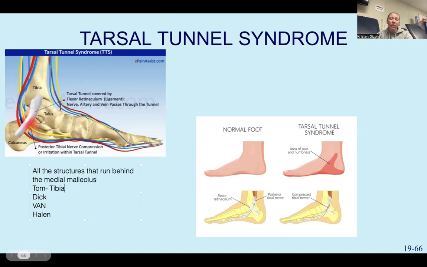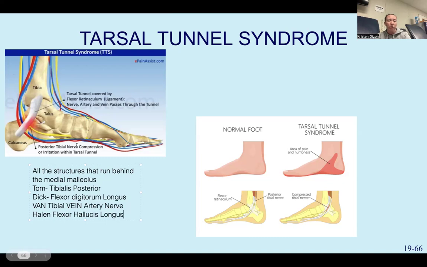So Tom stands for the tibialis posterior. Dick stands for the flexor digitorum longus. Van stands for the tibial vein, artery, and nerve. Sorry, my capitalization is crazy right now. And then Halen is the flexor hallucis longus. So Tom, Dick, Van Halen talks about all the things that run right here between this little notch of the sustentaculum tali and the posterior calcaneus. So there's a ton of structures running through there.